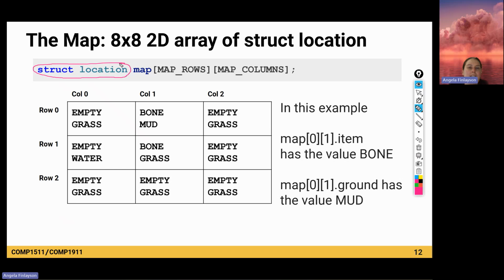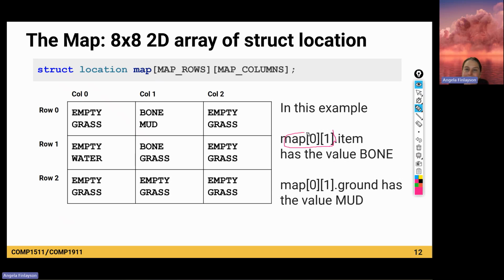Yeah, this is a two-dimensional array that contains these structs. So each cell in this array that is called map is a location. And every location has these two members, one that is an item type and one that's a ground type. Now, just to remind you of how these types of things work when you've got structs in an array, first of all, you've got to go to the relevant index within the array.